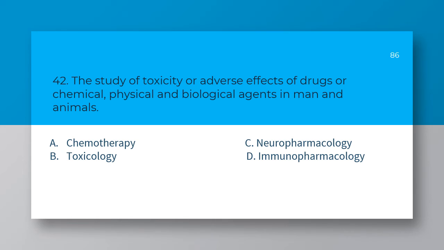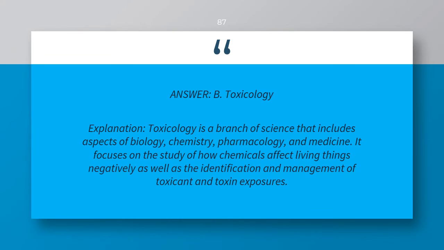Number 42. The study of toxicity or adverse effects of drugs or chemical, physical, and biological agents in man and animals. Answer is B. Toxicology. Toxicology is a branch of science that includes aspects of biology, chemistry, pharmacology, and medicine. It focuses on the study of how chemicals affect living things negatively, as well as in the identification and management of toxicant and toxin exposures.